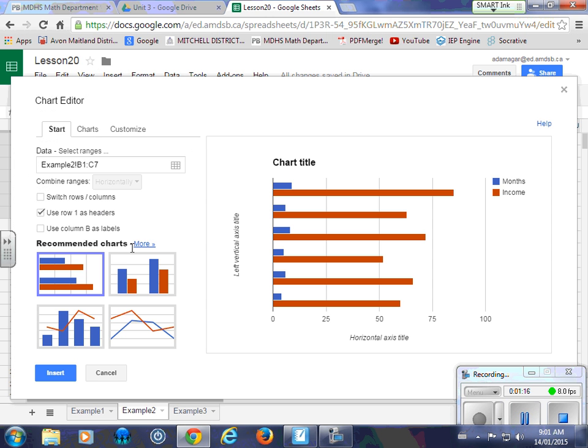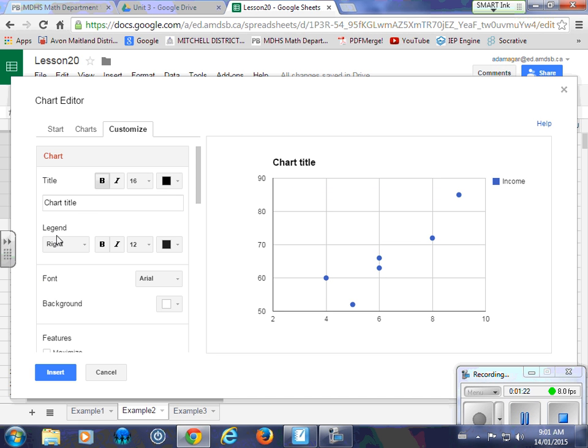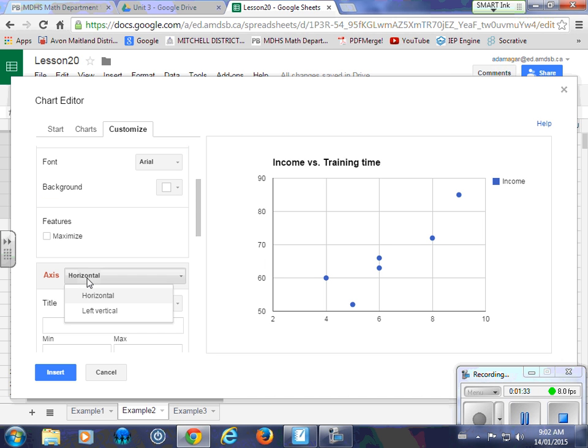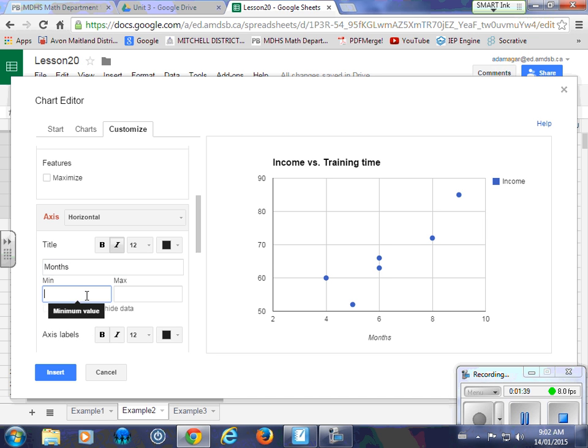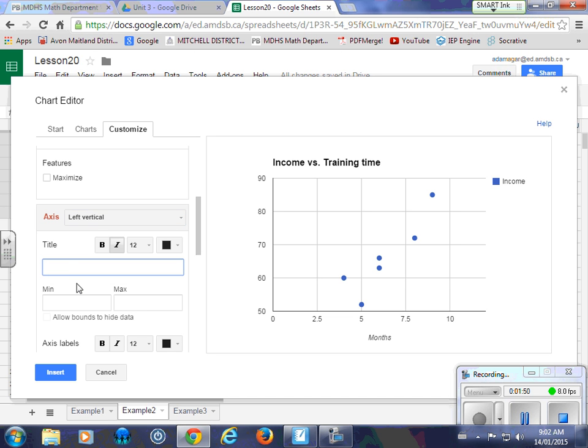So, creating a chart, more, scatter, customize. So we will have, let's go, income versus training time. And scrolling down on the horizontal, let's put the title months. And again, let's go 0 to 12. Oops, that's good. It's 12. And on the vertical, the title there is income. And it's all in thousands. So I've got to go up to maybe 100.